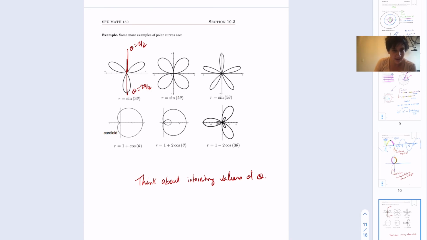That's where I'm going to end this introductory stuff, and now we're going to move on and take some derivatives.